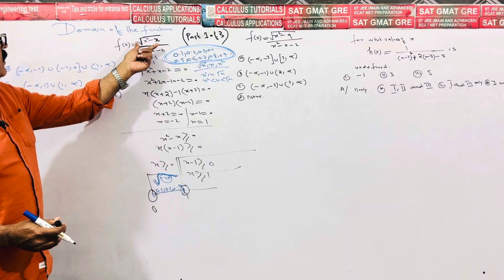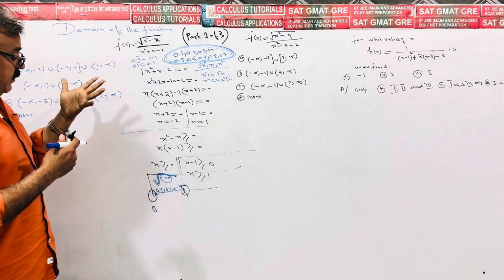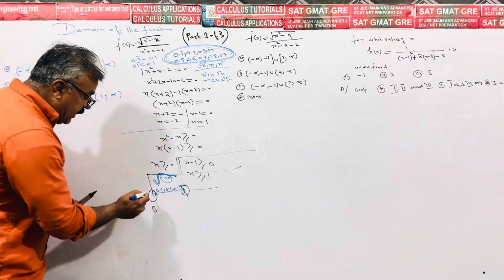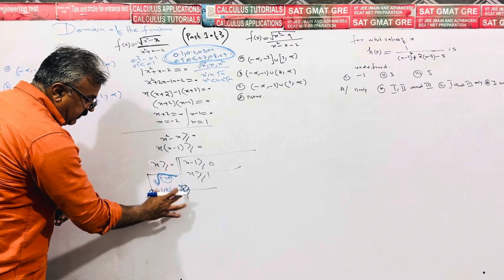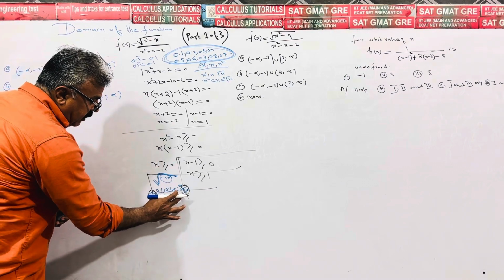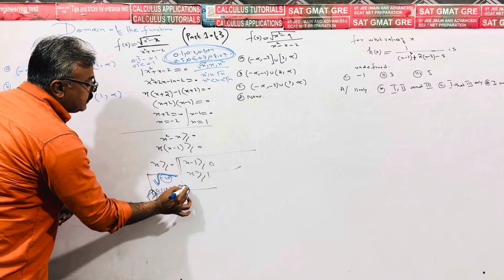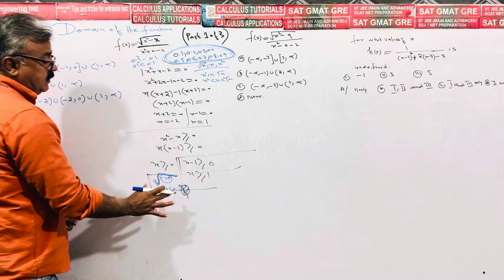If I put 0, the complete numerator under the square root is 0, and 0 is affordable. In case of 1, 1 square minus 1 is also 0. 0 and 1 are affordable, but between 0 and 1, from 0.1 up to 0.999, whatever the case is, we have to exclude that portion.